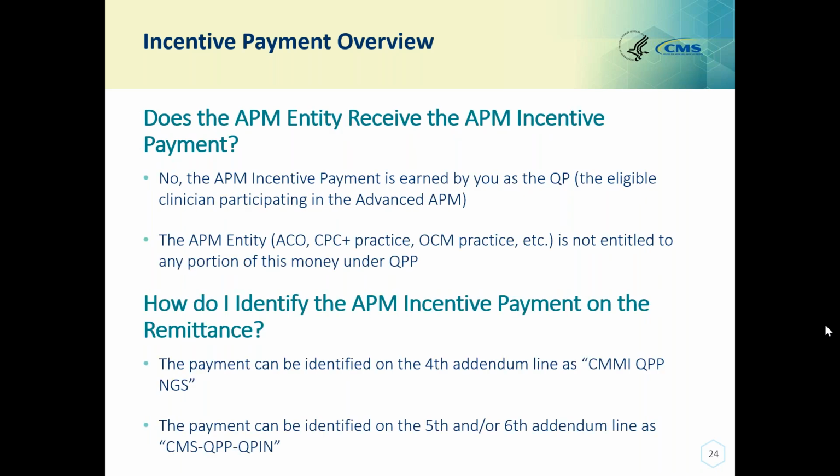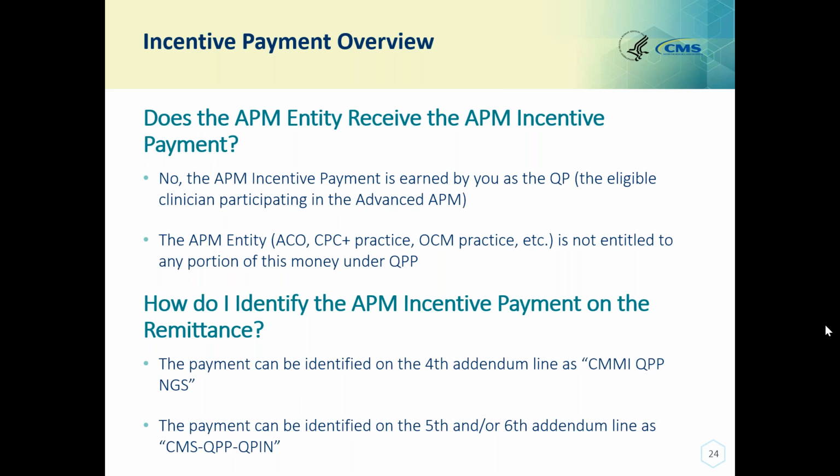And I just like to reiterate that the APM incentive payment is for the QP. It is not for the ACO. It is not for the entity. So the money that is earned by the QP is for the QP, and it's not entitled to any portion due under QPP rules.